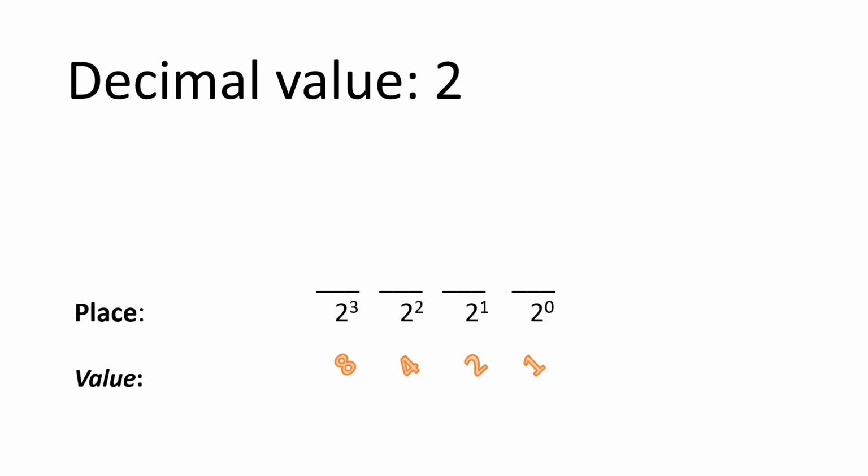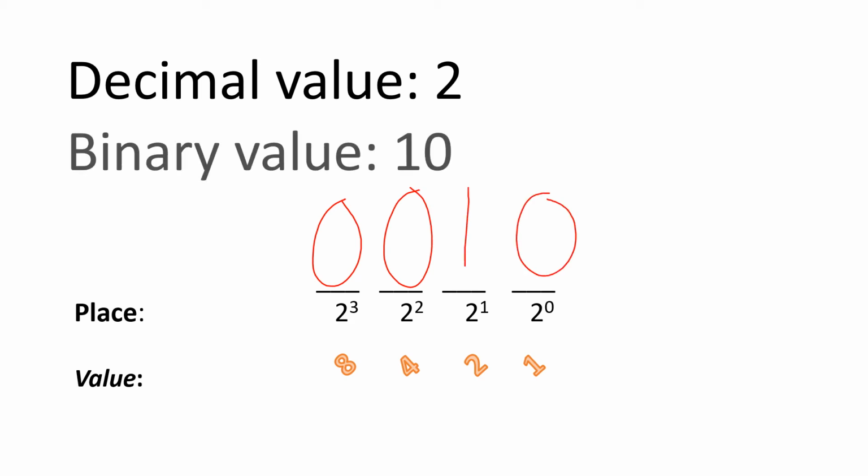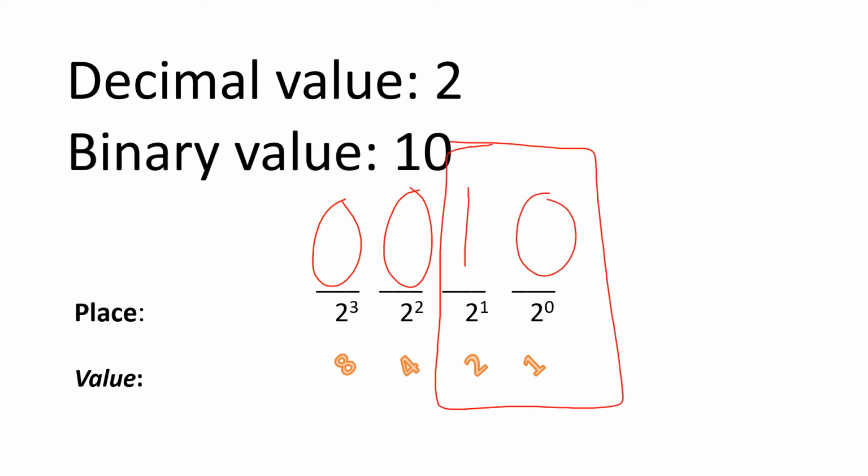Okay, here's 2. 0, 0, 1, 0. There's a 1 in the 2's place and a 0 in the 1's place. So the decimal value 2 is equal to 1, 0 in binary.